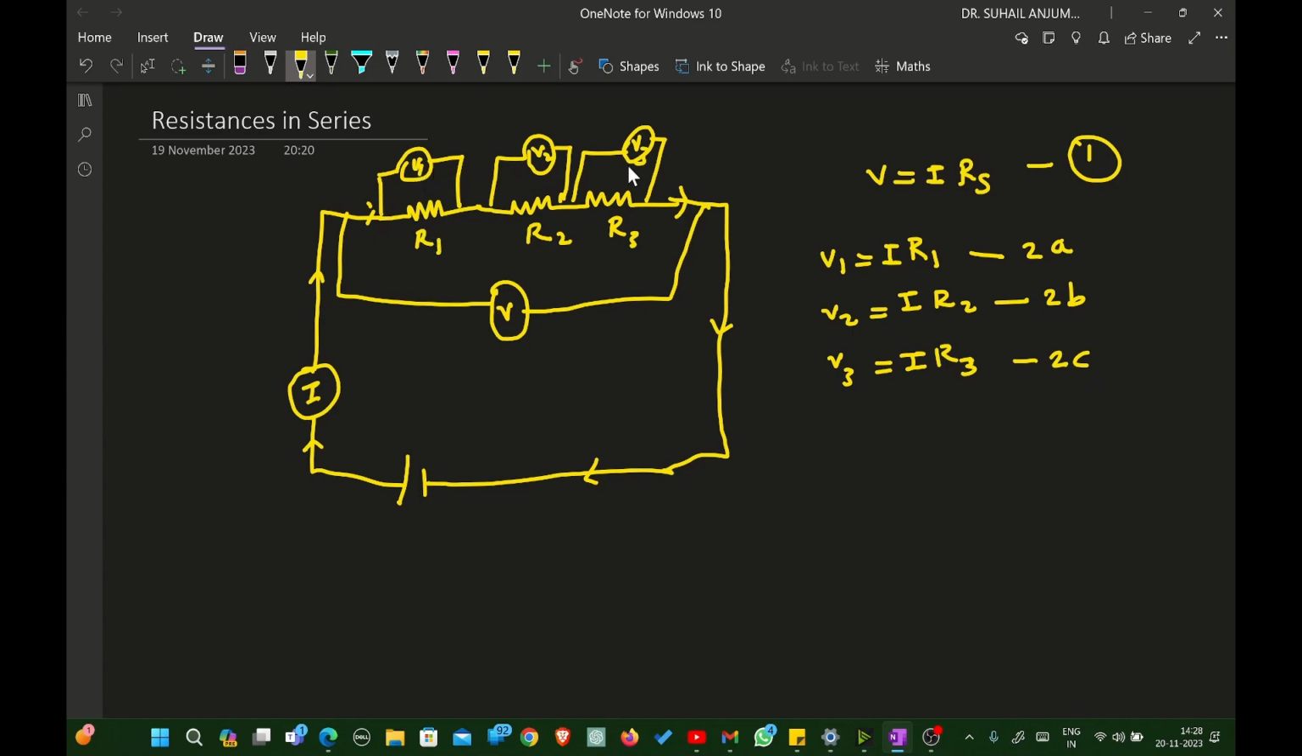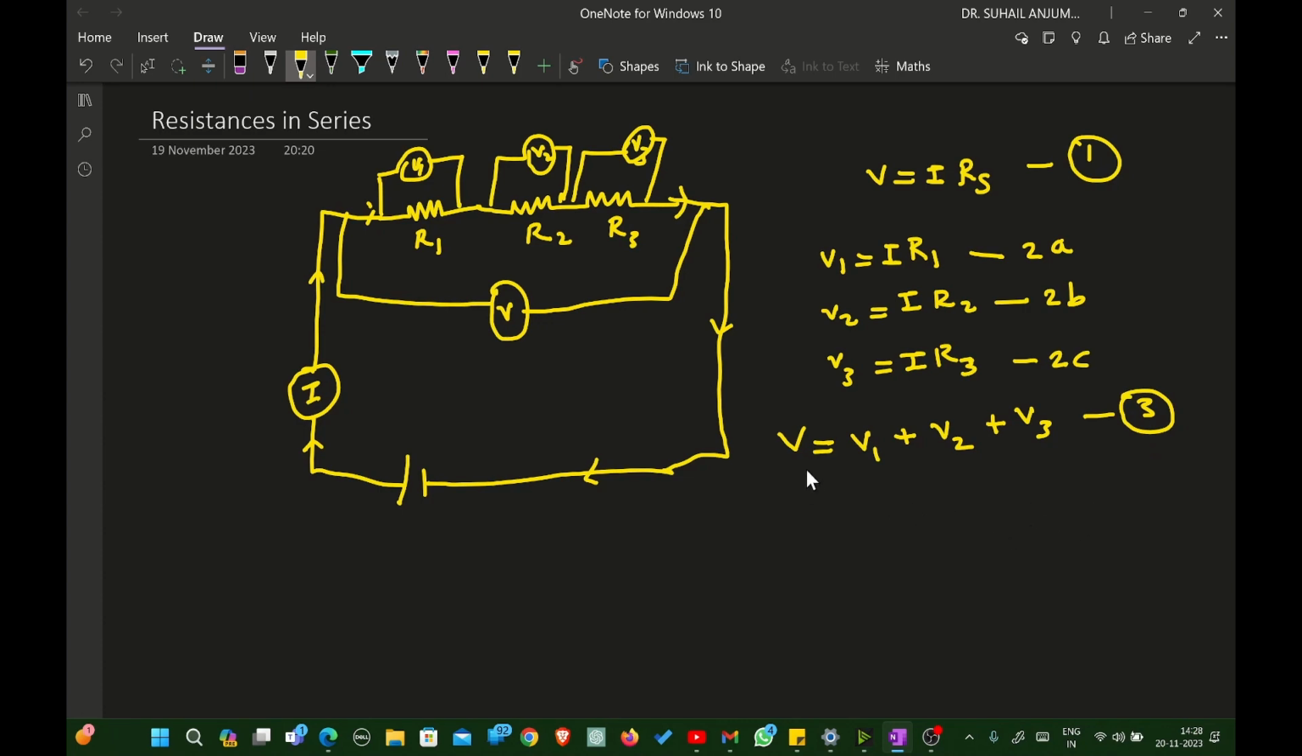Then the voltage drop across all these three resistances will be nothing but the sum of these voltages. That means we will get here our capital Phi is equal to the voltage across the first resistance, V1, plus the voltage across the second resistance, V2, plus the voltage across the third resistance, V3. We will call this equation number 3.